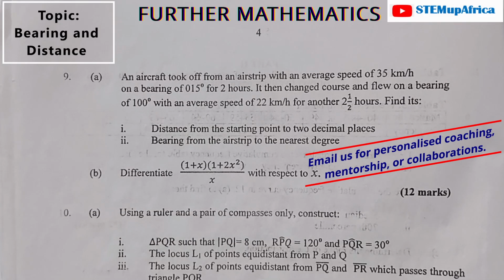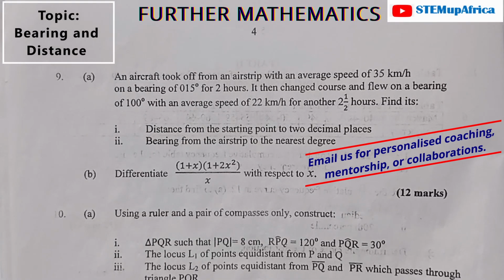Say an aircraft took off from an airstrip with an average speed of 35 kilometers per hour on a bearing of 015 degrees for 2 hours. It then changed course and flew on a bearing of 100 degrees with an average speed of 22 kilometers per hour for another 2.5 hours. Find the distance from the starting point to 2 decimal places.